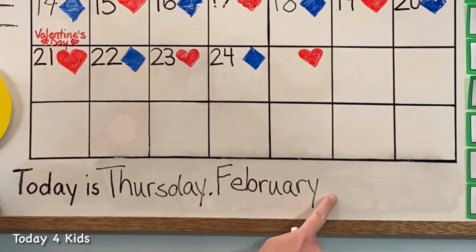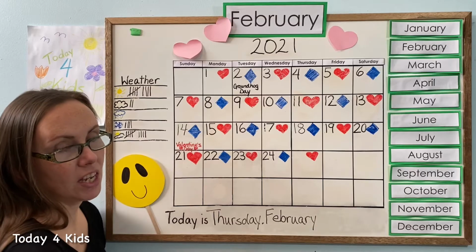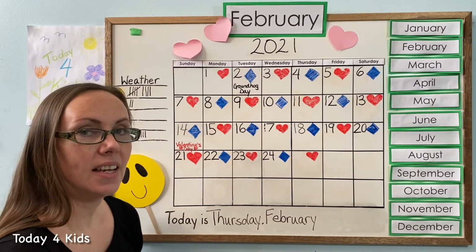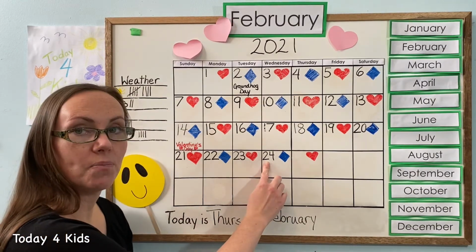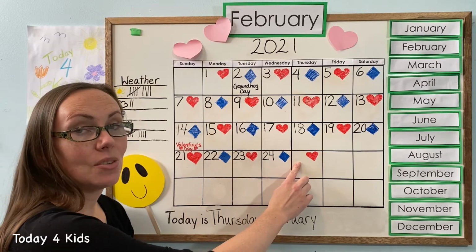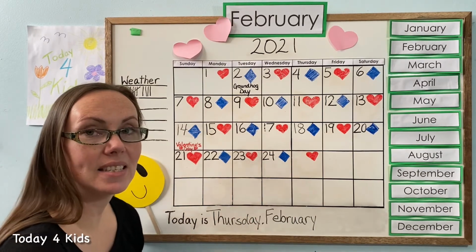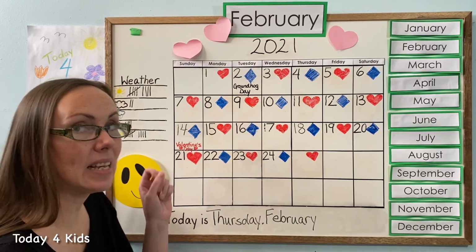February. And next we need to put in our number. Do you know what our number is today? Yesterday it was 24. So what do you think today will be? I hear some great guesses. Let's go back to the beginning and see if we're correct. We'll count all of the days up until today.